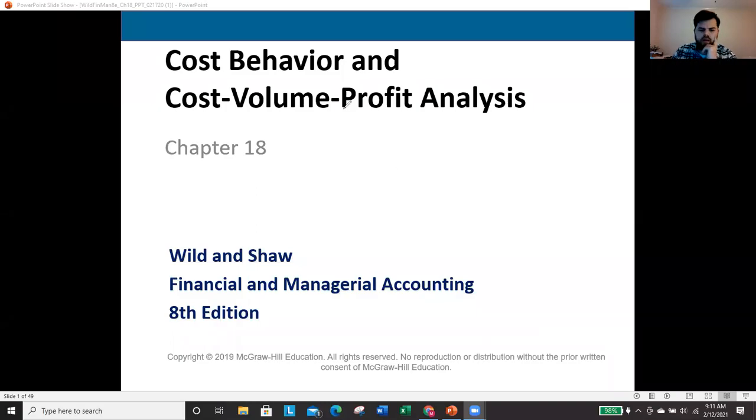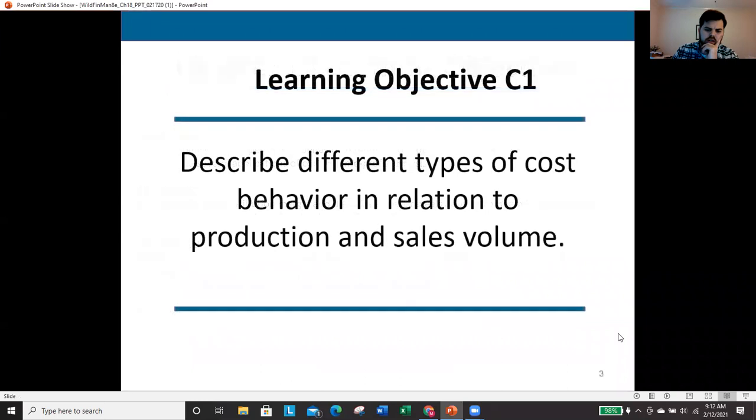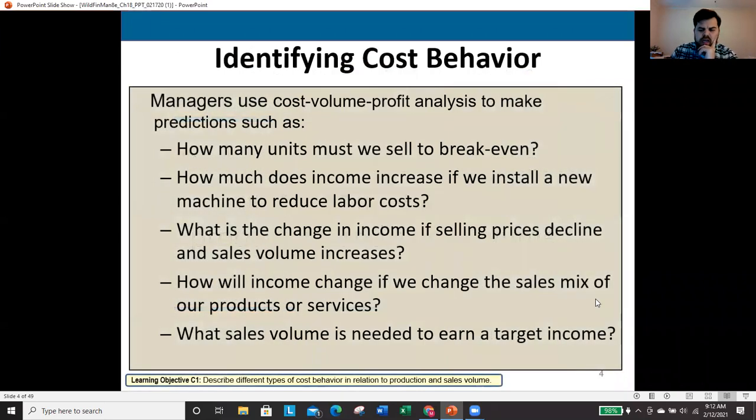All right, so today we're going to be looking here at Chapter 18. In Chapter 18, we're looking at cost, volume, profit. The first thing we want to look at here is how do we identify different types of cost behavior and why might we need this information?